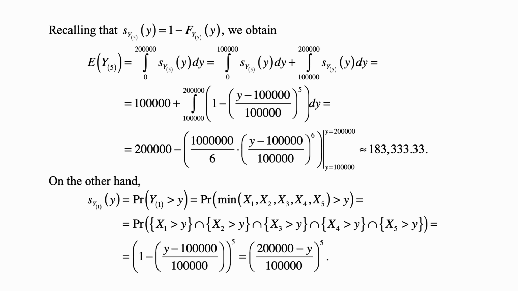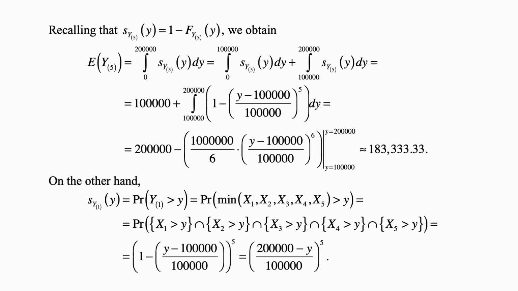And the expected value, therefore, is the integral from 0 to 200,000. Beyond 200,000, the survival function is 0. That's why we ignore that. And that's equal to the integral from 0 to 100,000 of the survival function of y dy plus the integral from 100,000 to 200,000. We separate these two because in the first interval from 0 to 100,000, the survival function is 1 minus 0 because the cumulative distribution function was 0 there. So it's 1. And the integral of 1 from 0 to 100,000 is equal to 100,000.